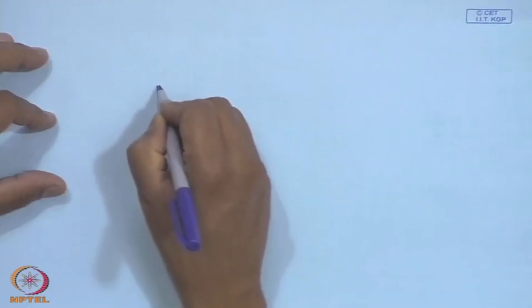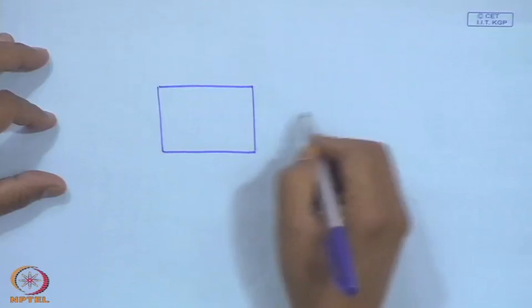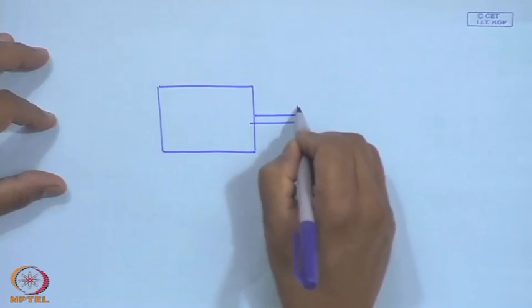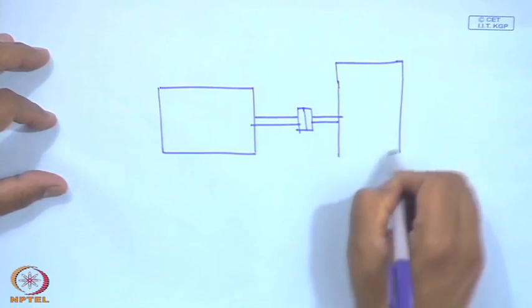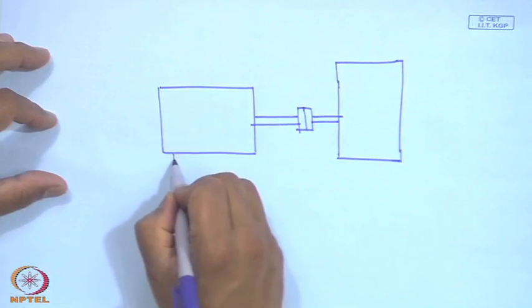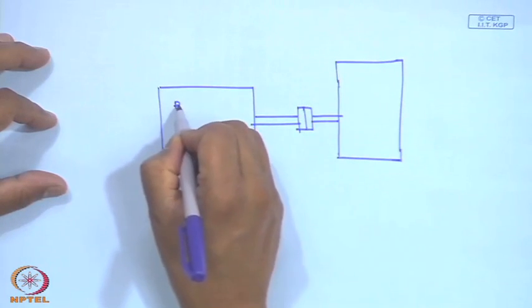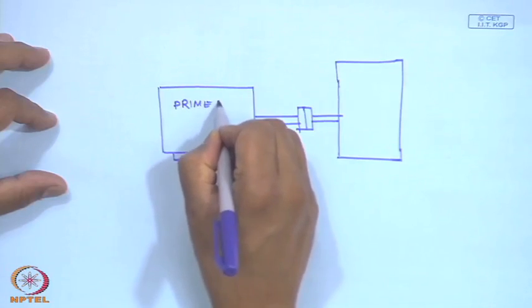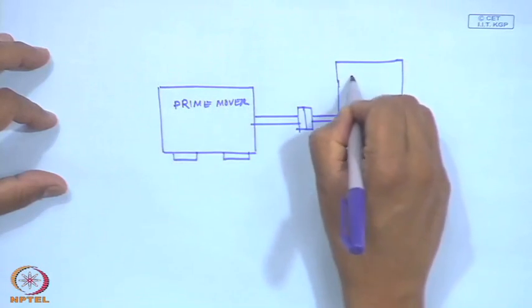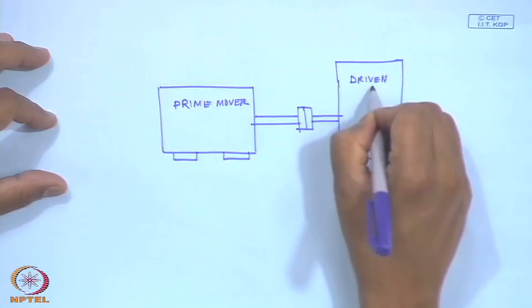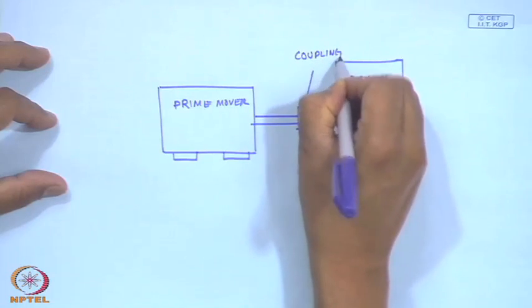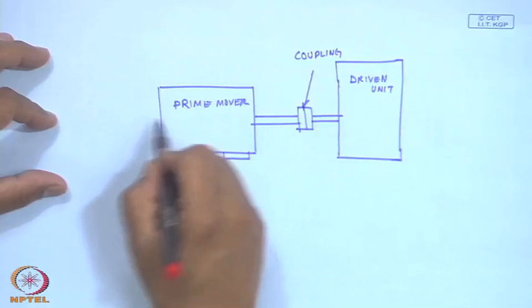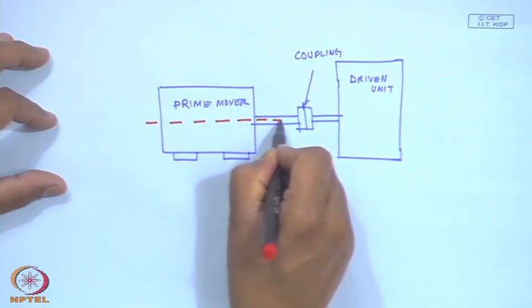So, if I was to talk about misalignment, essentially in any plant, as you know, basically we have two systems. One is the prime mover, and the other is the mechanical unit or the driven unit. This is the prime mover, and this is the driven unit, and this is the coupling. And the most important point here is the central line of the shafts.